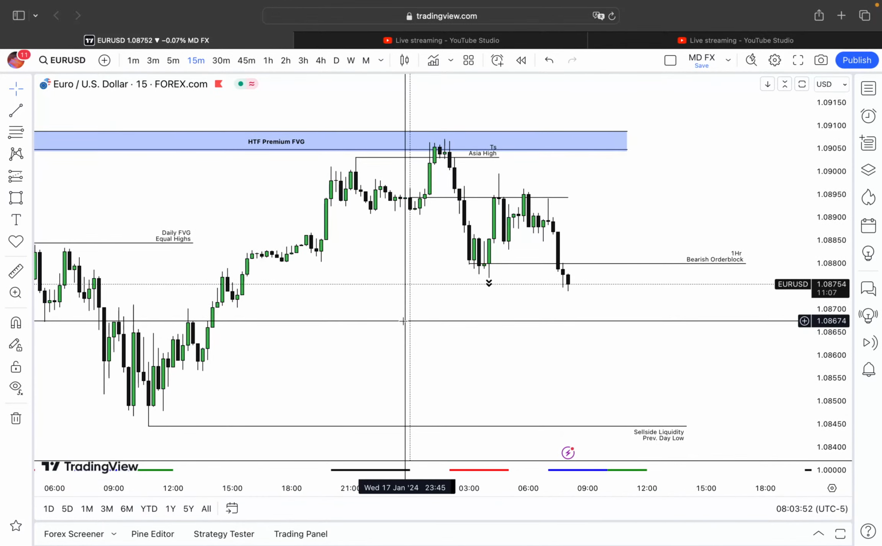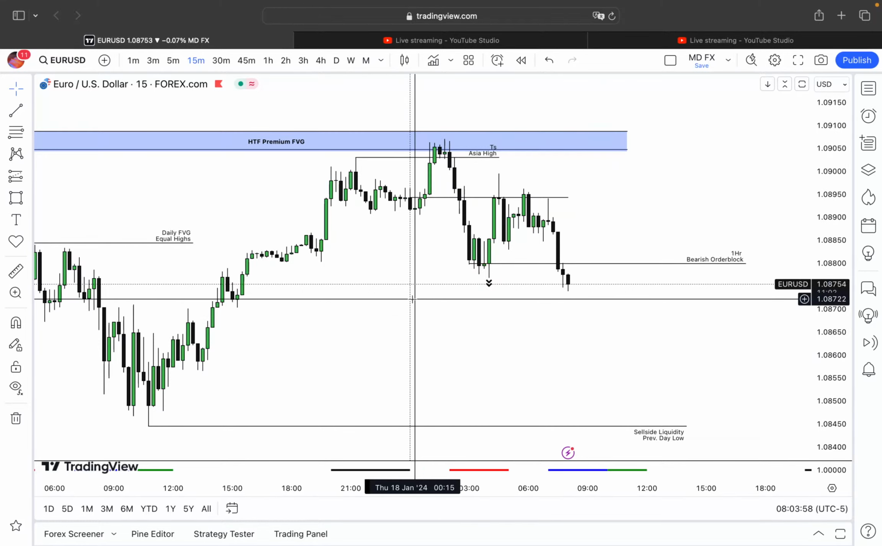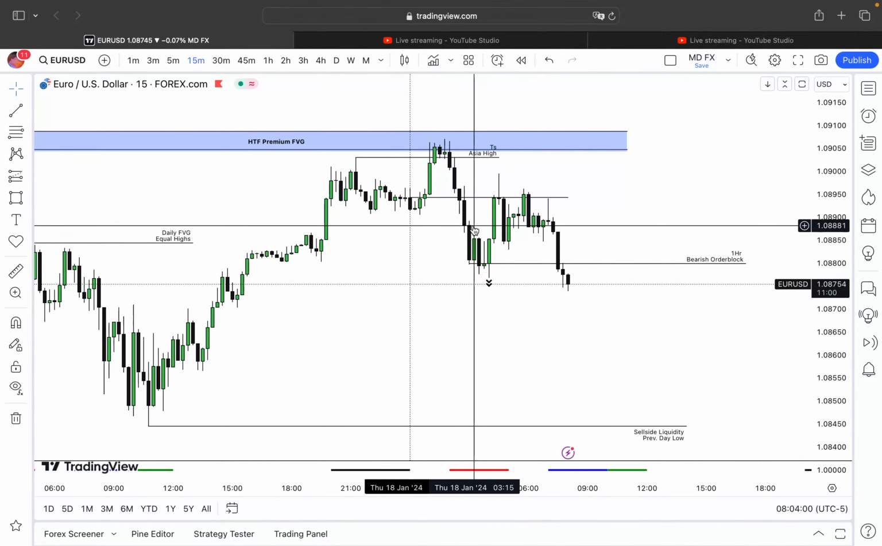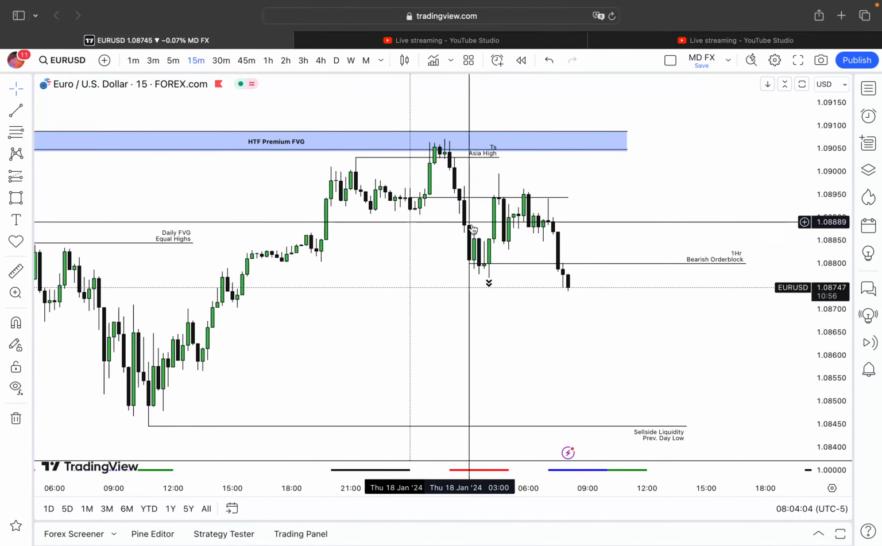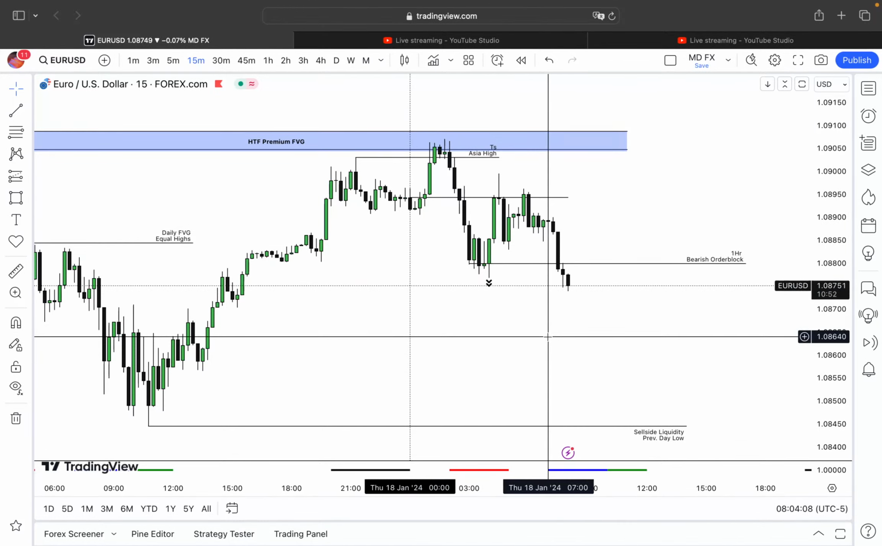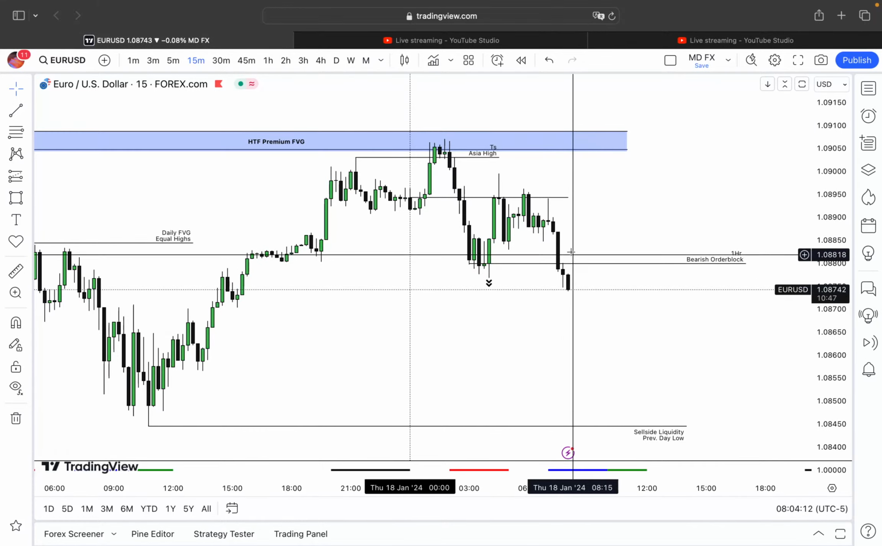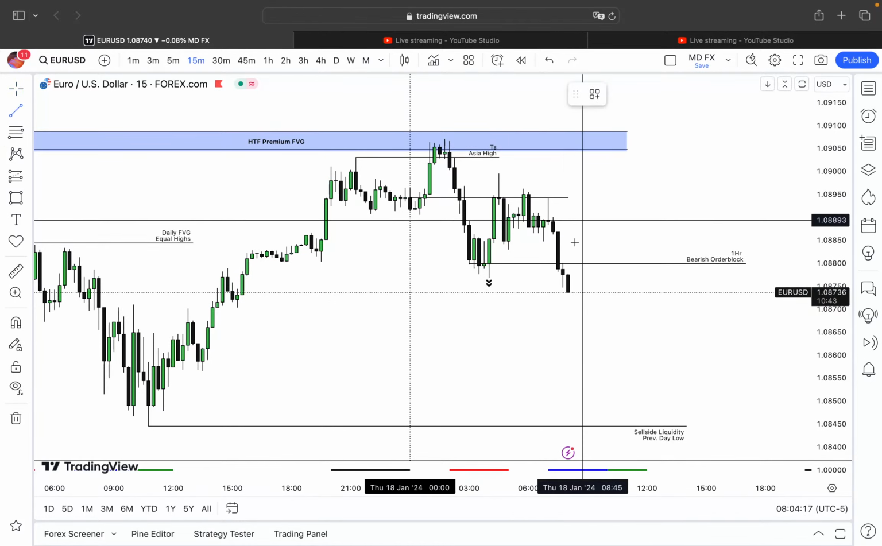So we have London. We have a Judas swing from after the opening price. In the London session, we just had the sell from that Judas swing, but it's still kind of London continuation. Then in the New York killzone, the only retracement we need is for it to retrace back into this newly created fair value gap, this 15 minute fair value gap.